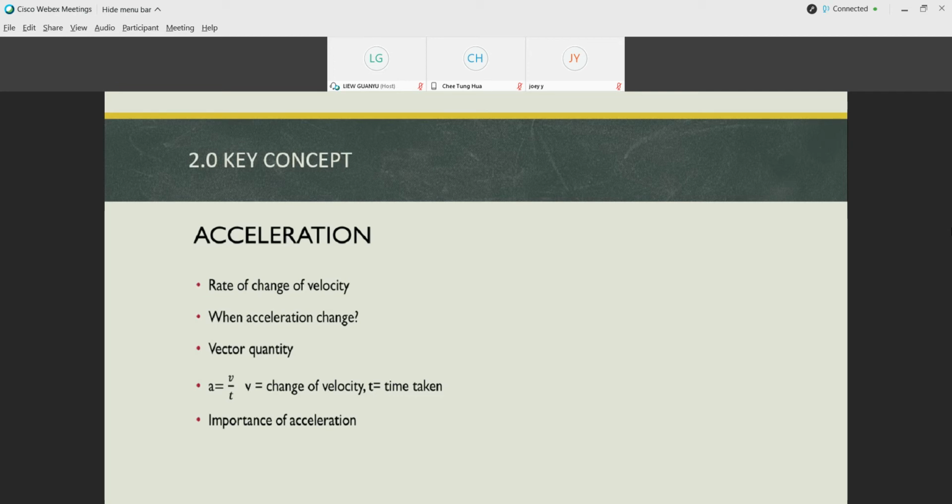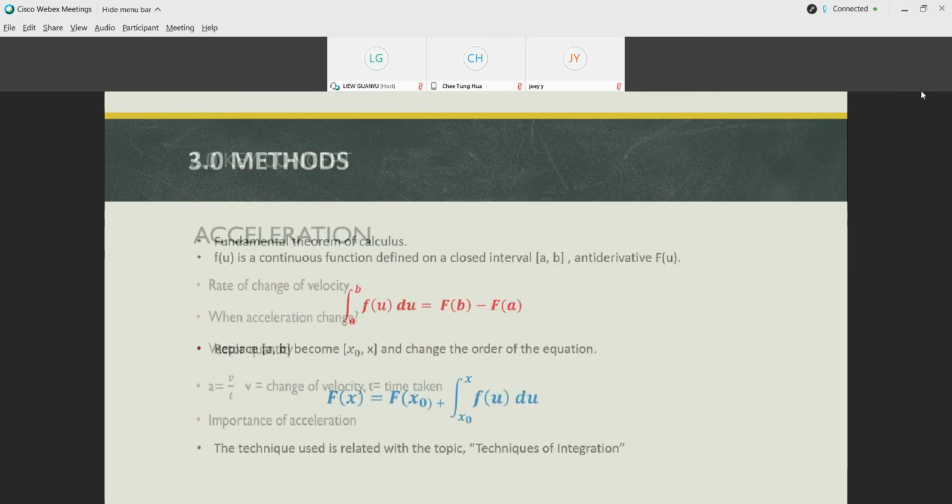For example, a 100-meter runner can analyze his acceleration and realize whether his velocity changes and hence improve his performance. Now I would like to invite my another groupmate to continue the presentation.